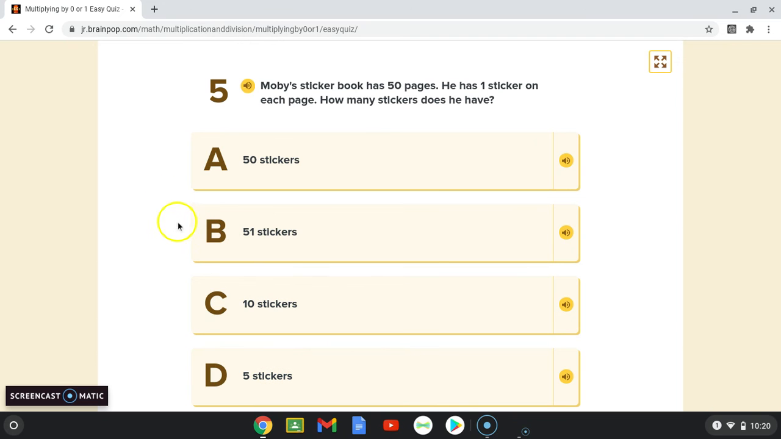Moby's sticker book has 50 pages. He has 1 sticker on each page. How many stickers does he have? So 50 times 1. What is 50 times 1? Any number times 1 is that number. 50 times 1 is 50.